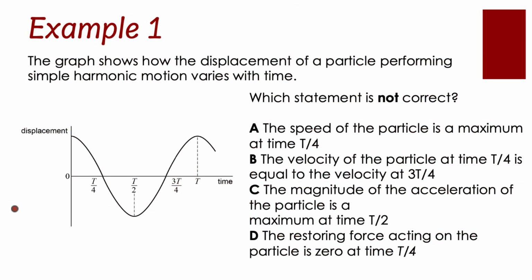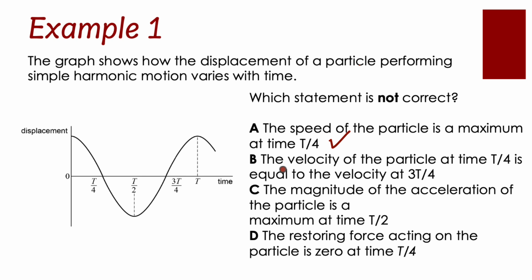Okay, so let's do an example. I have here a displacement time graph, and I'm asked which statement is not correct. The speed of the particle is a maximum at T over 4. Remember, T stands for the period, the time it takes for one complete oscillation. And at T by 4, it's right here back at the displacement equals 0, the equilibrium point, and that's going to be a maximum constant speed. That is true.